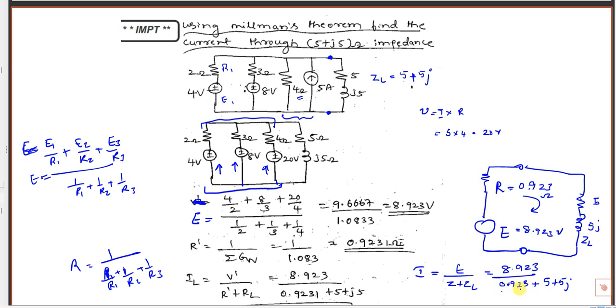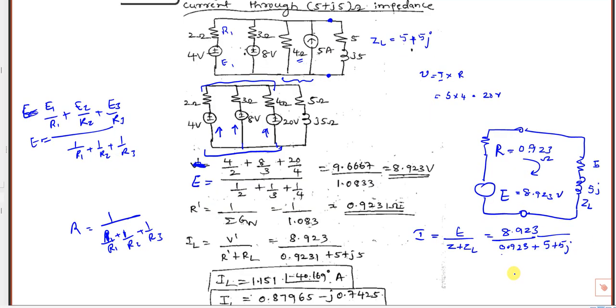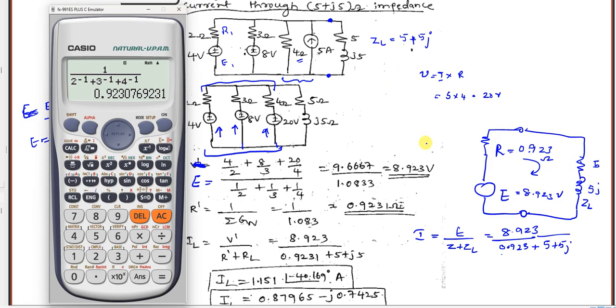This is the resistance, this is the load impedance. So if I calculate this, I'm going to get this much. Let me check now. For a complex network, please note down, for this type of problem you should go to complex mode. Complex mode is 2. Select mode 2.